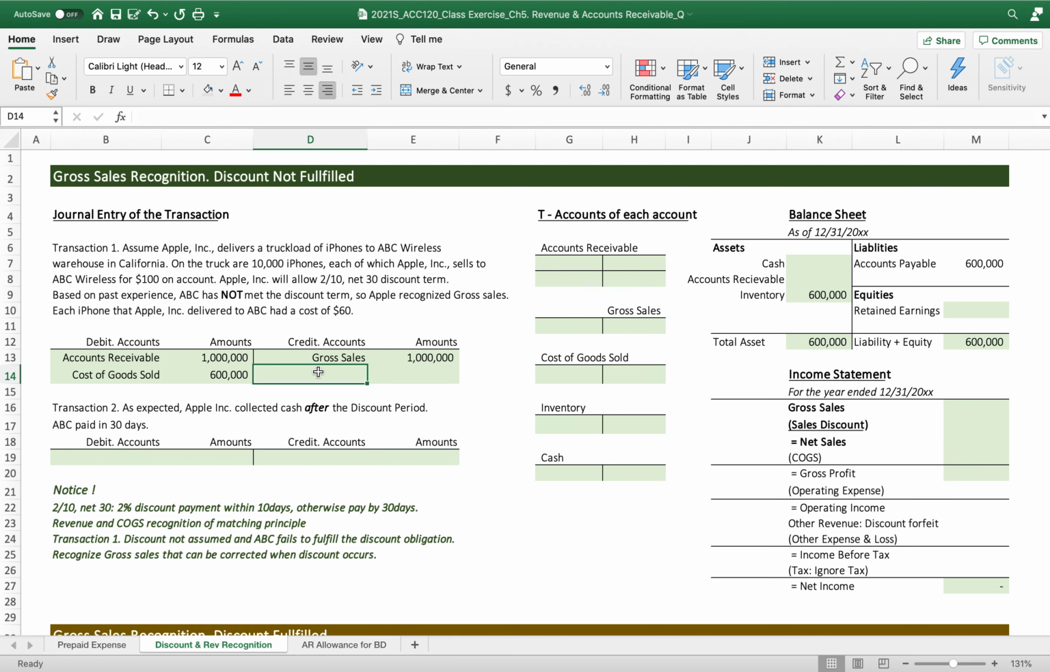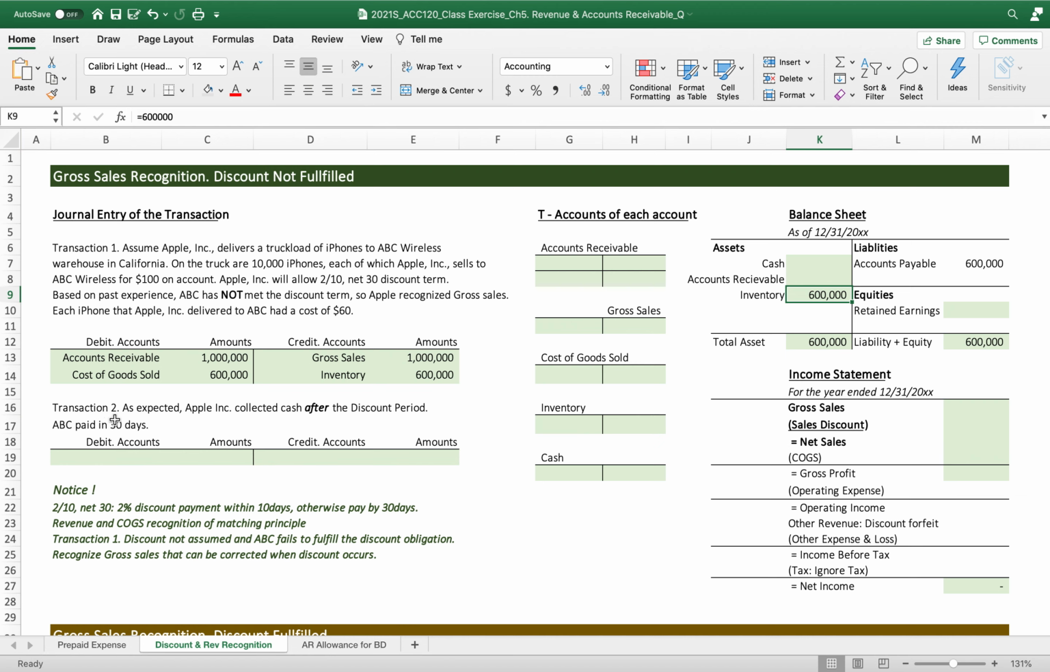Let's get started again. Here, the cost of goods sold, and then on the credit, inventory out, asset down, by this $600,000, because we had the inventory of $600,000. Then this inventory sold out. This asset now became the cost of this sale, right? So $600,000 and $1 million. The difference between the two is going to be the gross profit.